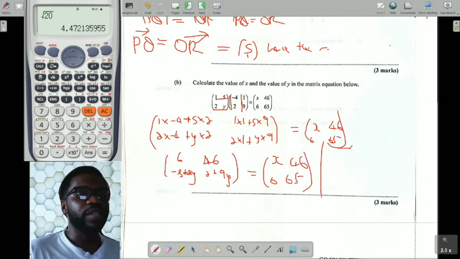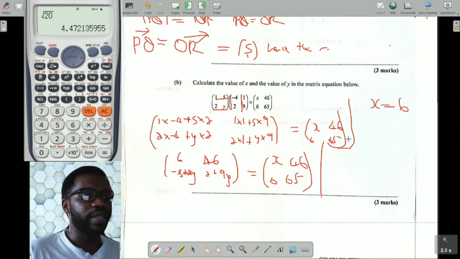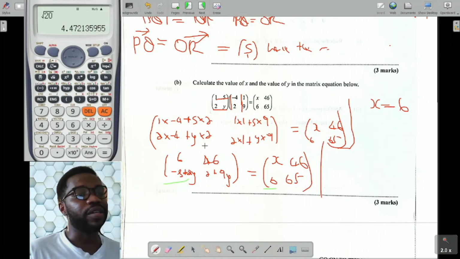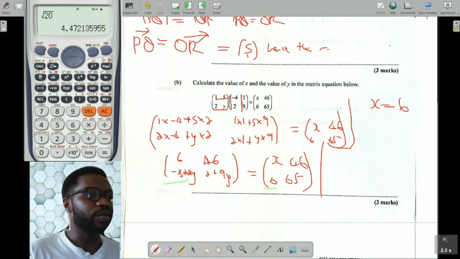Now the concept with matrices is that when two matrices are equal, the things in the same position are equal. So 6 is in the same position as x. x is equal to 6. Now let's work with the y. You can have negative 8 plus 2y equal to 6 because they're in the same position. Or I could work with the 2 plus 9y and the 65 because they're in the same position. Why not work with a simpler number?